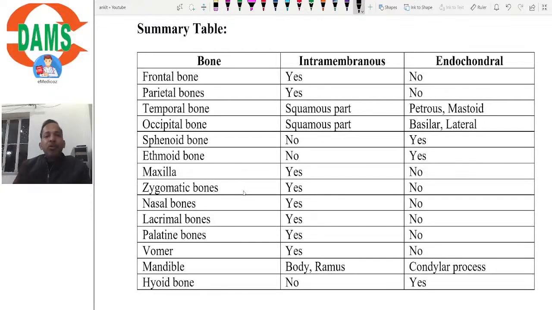Same goes for temporal and occipital. So these are the three bones which will show both intramembranous and endochondral ossification. Clear?